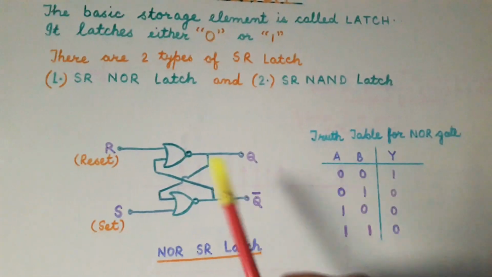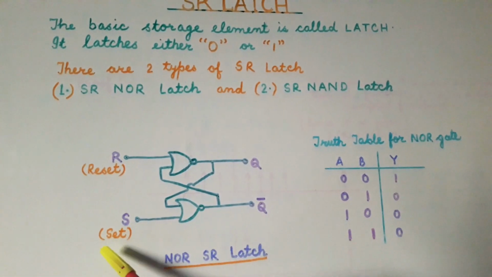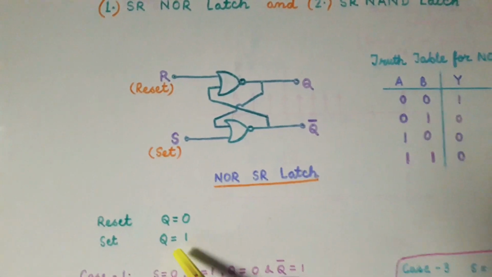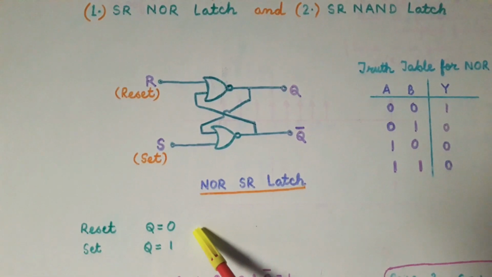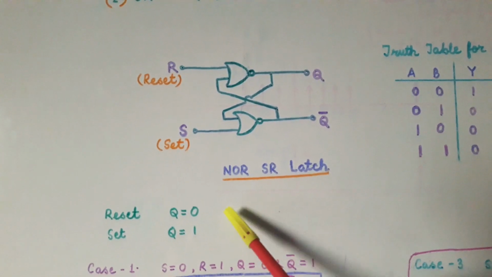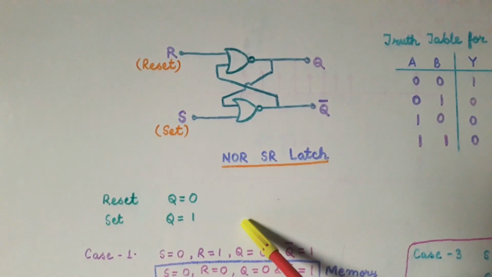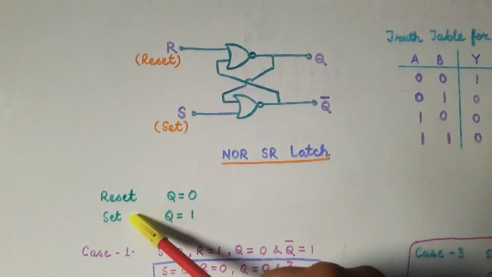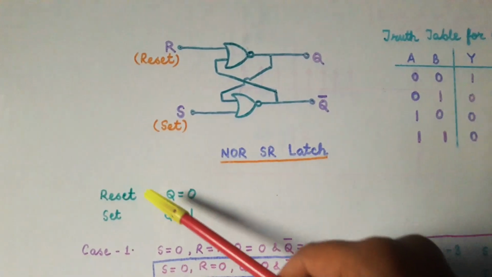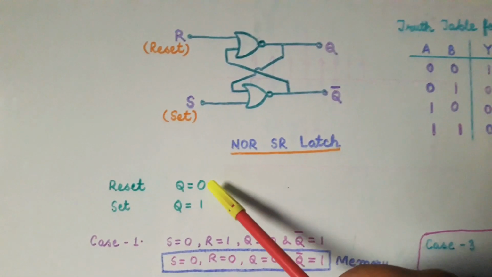Here the term R, that is this input R, stands for the reset input and the input S stands for the set input. Now in electronics, when we say reset, it means that the output Q will be equal to 0. That is, we have reset our circuit, and in that case the output Q will be equal to 0. And if we say set, then it means that the output Q will be equal to 1. So if S input is equal to 1, then it means that the output will be equal to 1, and similarly if the reset input is equal to 1, then it will make the Q output equal to 0.